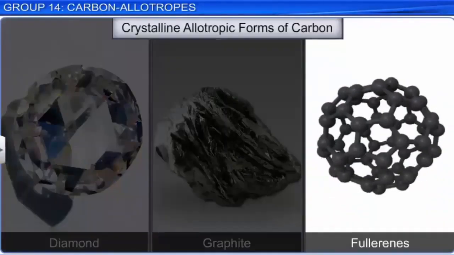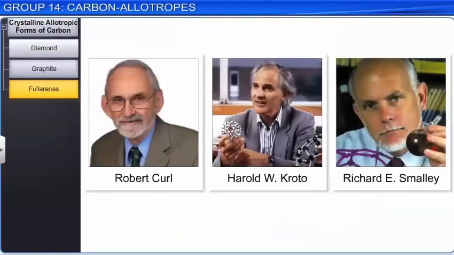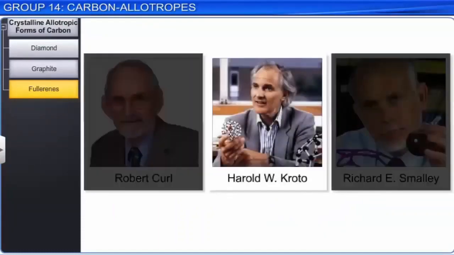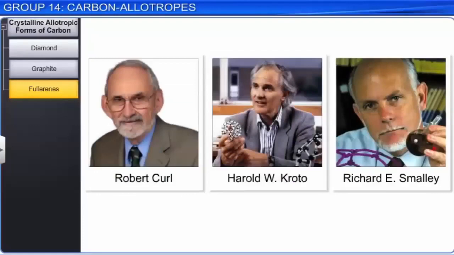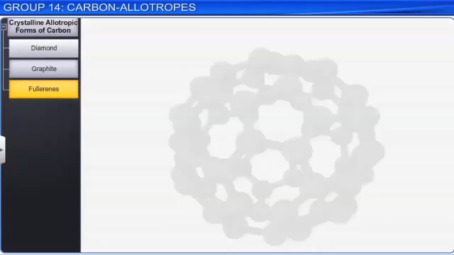The third important allotrope of carbon, the fullerenes, are the most recently discovered. They were identified by Robert Curl, Harold Kroto, and Richard Smalley in 1985, for which they were awarded the 1996 Nobel Prize in Chemistry. Fullerenes can be prepared by heating graphite in an electric arc in the presence of inert gases. This work led to the discovery of the two most important fullerenes: molecules containing 60 and 70 carbon atoms, respectively, plus traces of other fullerenes.